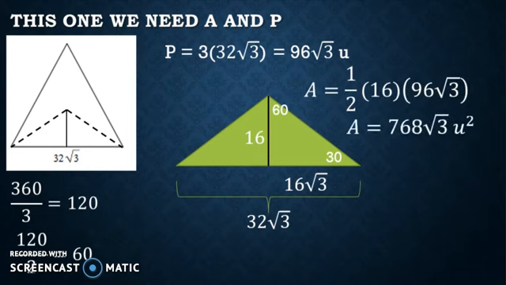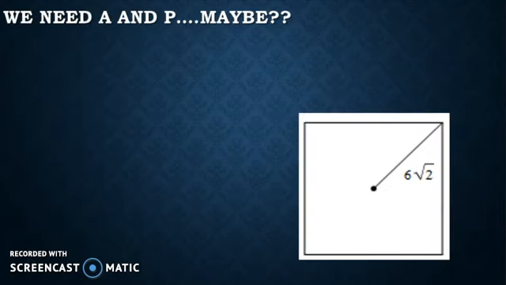Okay, our last example here, we need A and P. Well, the thing is, we know the formula of a square, so if we can find one side length of the square, we can just substitute into our formula, which is just side squared. So we could extend our radius and create a diameter. We know the other side of the radius is 6 square root of 2 as well, so our diameter is 12 square root of 2.